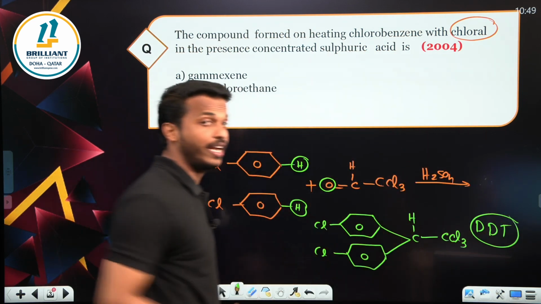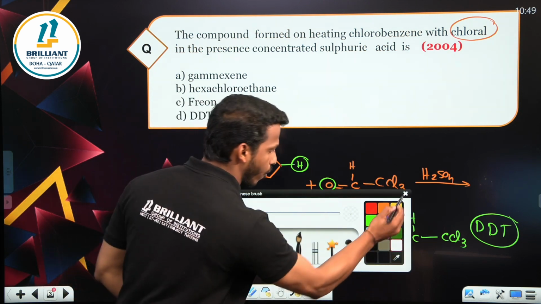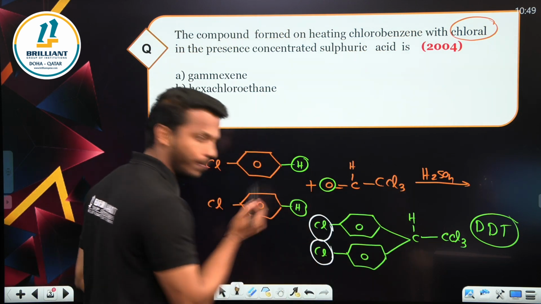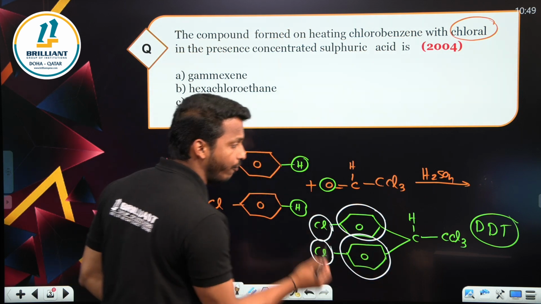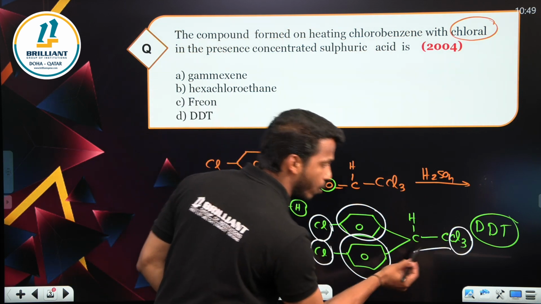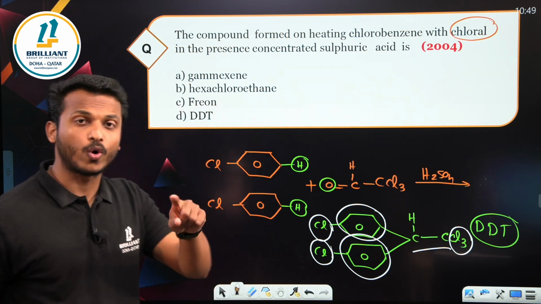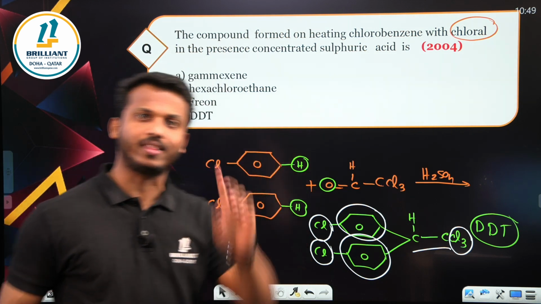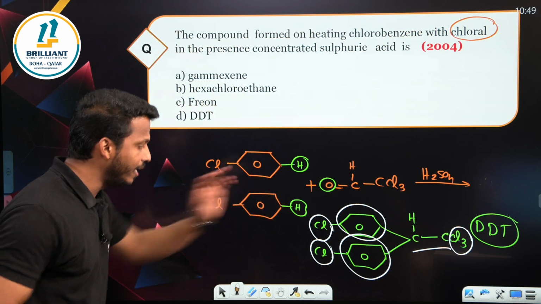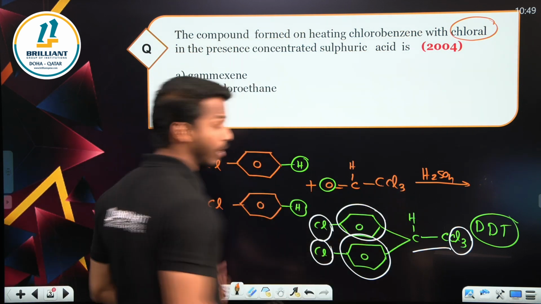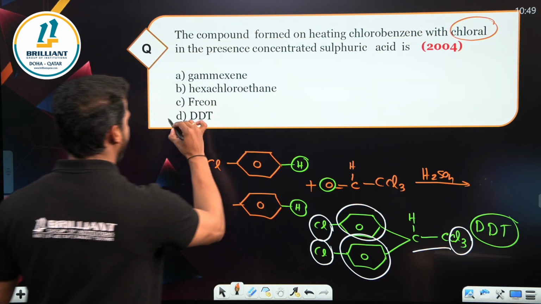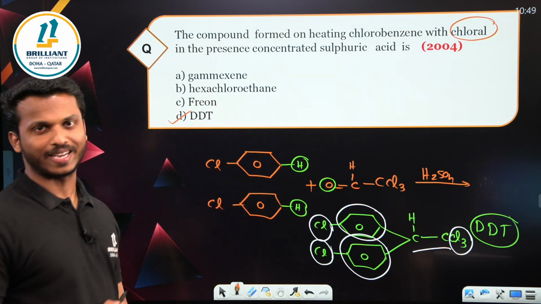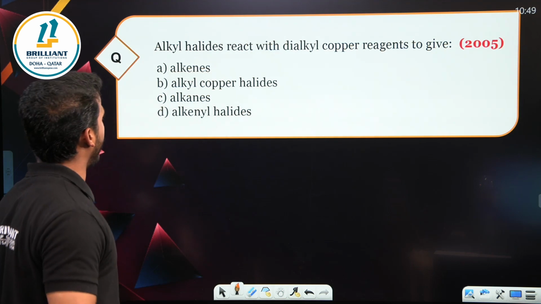What is the full form of DDT dear all? DDT stands for diphenyl trichloroethane. Diphenyl trichloroethane, that's what we call DDT. So what is the answer dear all? When chlorobenzene reacts with the chloral, the compound is what? DDT. Option D is the correct answer. Let's go to the next one.